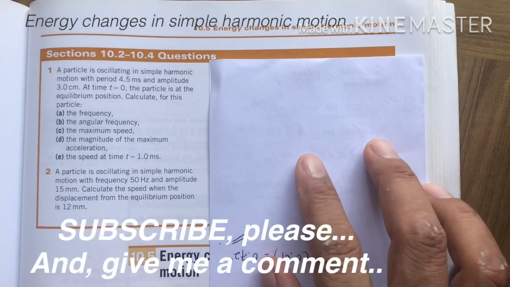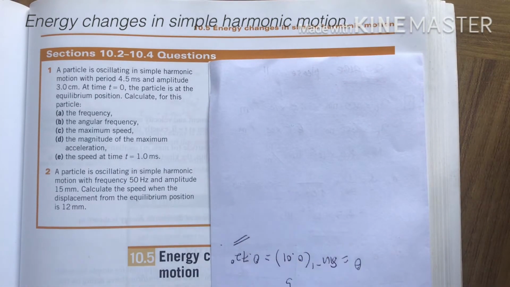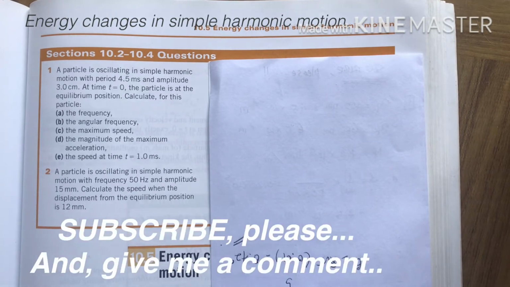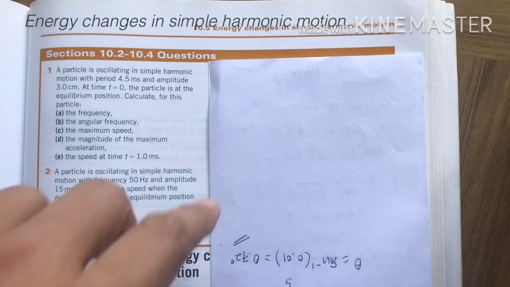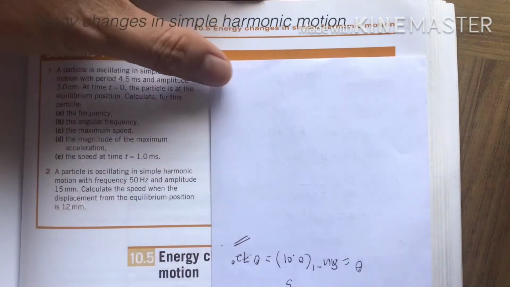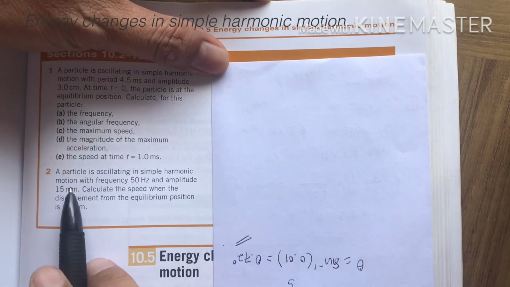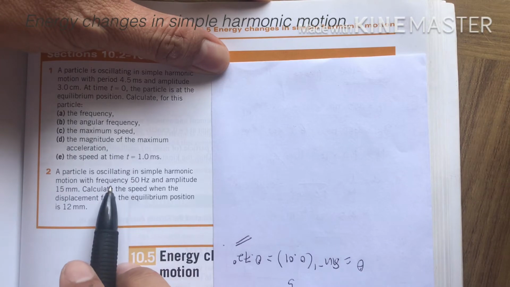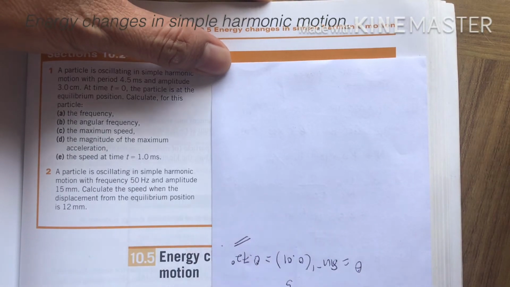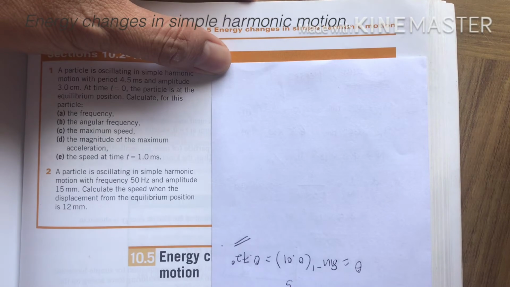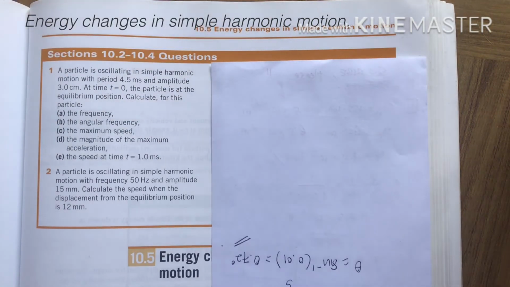Okay, sorry. Number 2. A particle is oscillating in simple harmonic motion with frequency 50 Hz and amplitude 15 millimeter. Calculate the speed when the displacement from the equilibrium position is 12 millimeter.